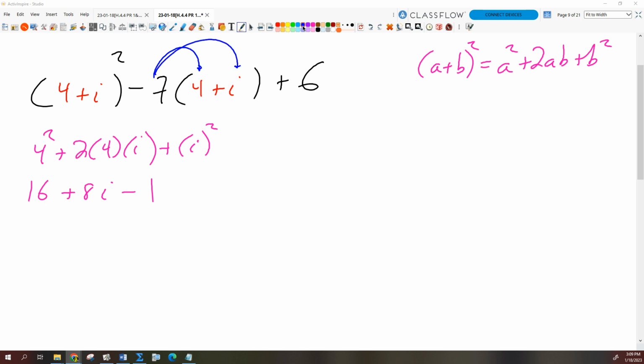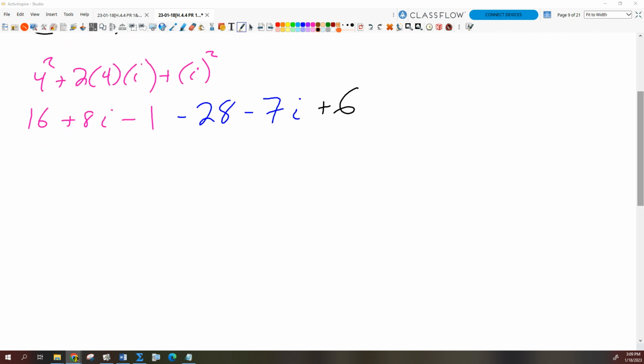Okay. If I distribute the negative 7, what's that give me? 28. And then at the end, I've just got a plus 6, right? So I've expanded everything. Now I just need to combine like terms.